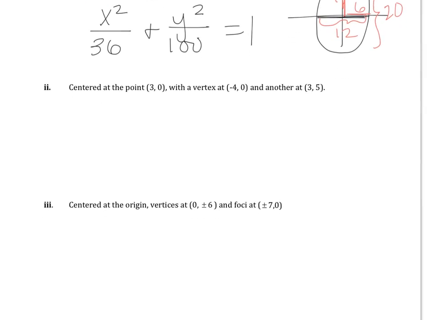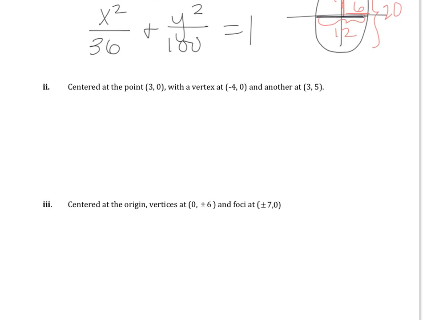So the next one, centered at the point (3, 0). Even though it's not drawn for you, it might be helpful to draw it. Centered at the point (3, 0). 1, 2, 3. We have a vertex at (-4, 0). 1, 2, 3, 4. And then we have another one at (3, 5). 1, 2, 3, 4, 5. So one of these is obviously a co-vertex. This (3, 5) is technically what we would call a co-vertex.